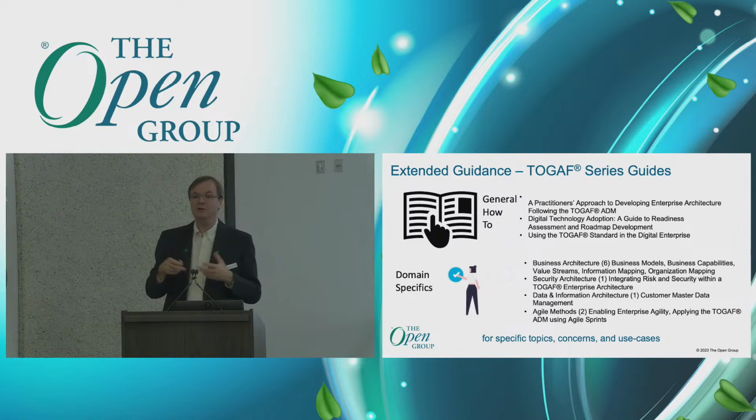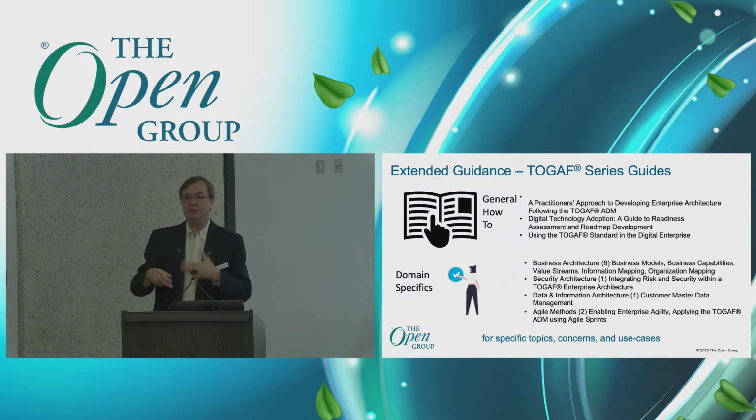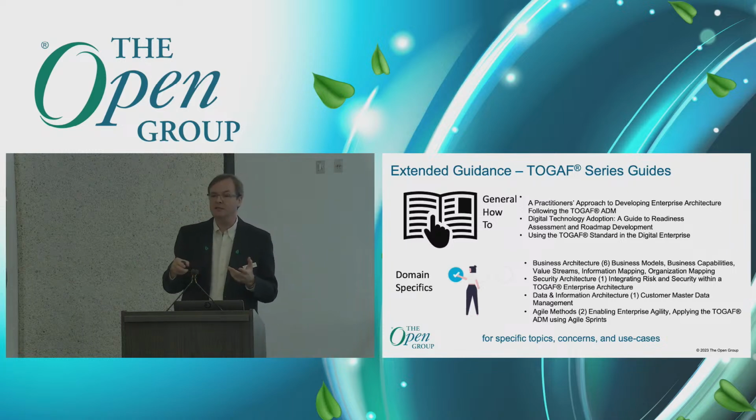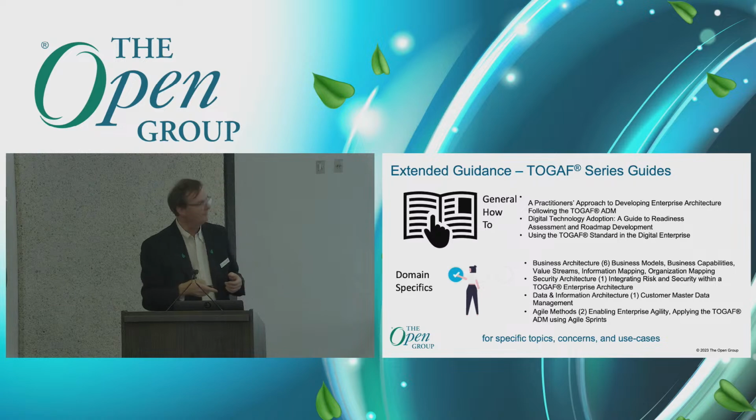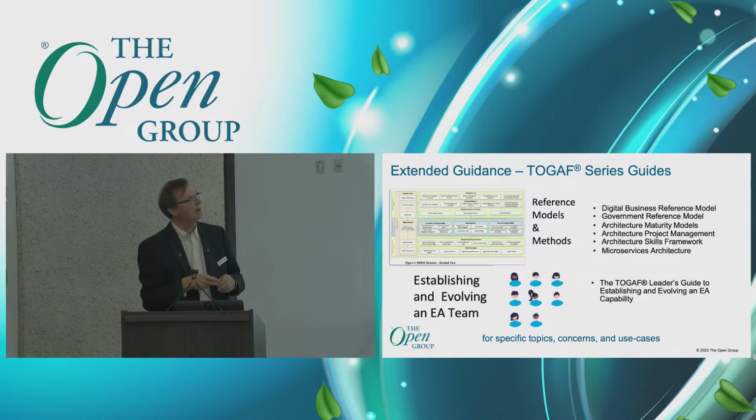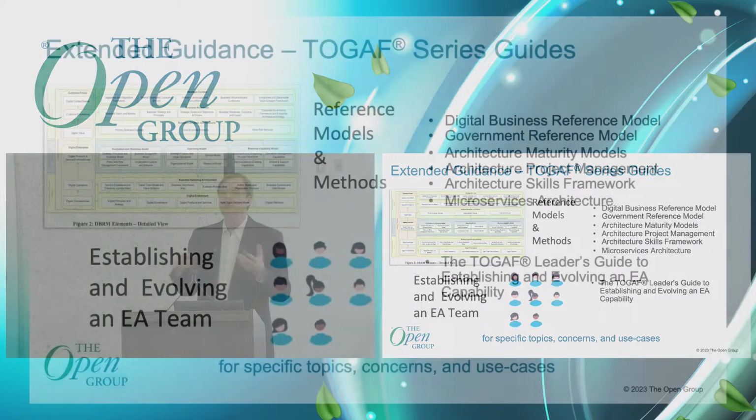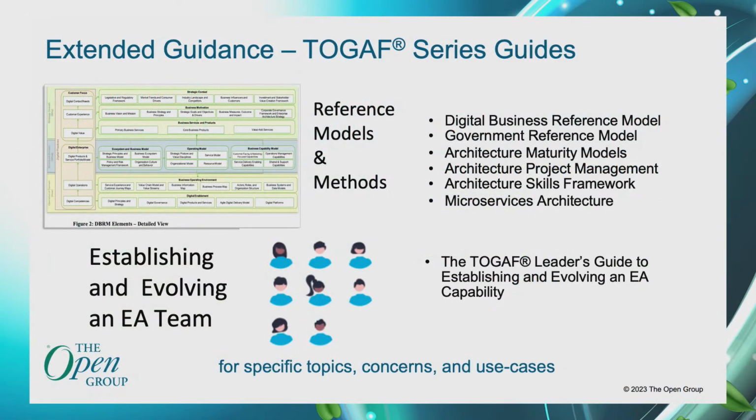We address agile methods. So there's a couple of TOGAF series guides that look at how to apply the ADM with agility, applying the ADM using sprints, how to generally organize your enterprise architecture in an agile manner. We have a set of reference models. Some of these you will see we've carried forward from the version 9.2 standard, but also we've added some new ones, such as the digital business reference model, the government reference model.